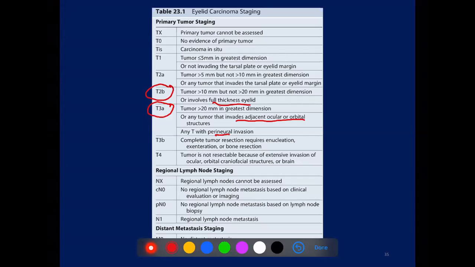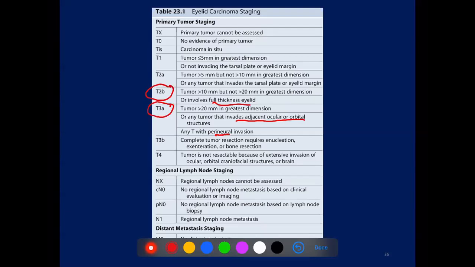Okay. If anyone has a question, you can just unmute. Doctor, I have a question. Yes. When do we do orbital exenteration? In which cases do we decide for exenteration?